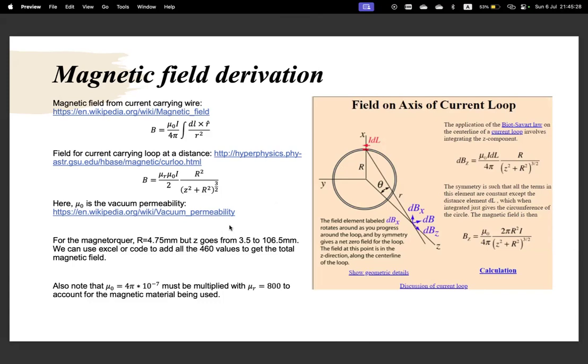magnet torquers. For the magnet torquer, the R is very small. In this case, they use 4.75 mm, so not 2 cm. But Z can go from 3.5 to 106.5. This would be the length of, for example, the entire magnet torquer. And we provide you some initial values using Excel. You will see those values after this lesson.